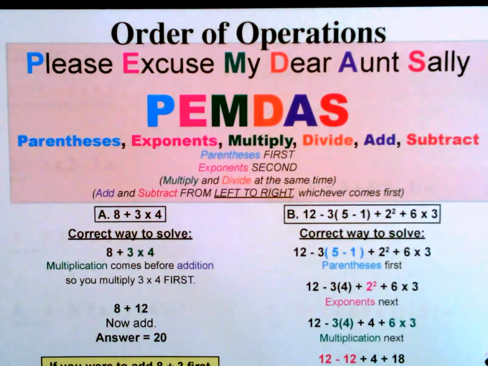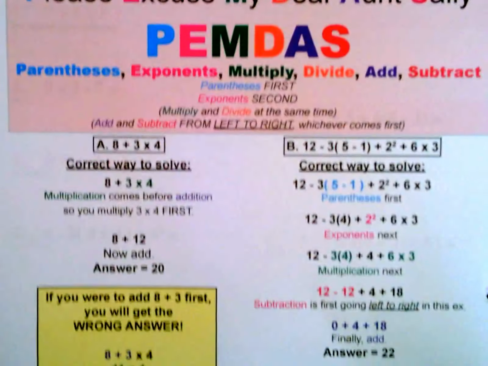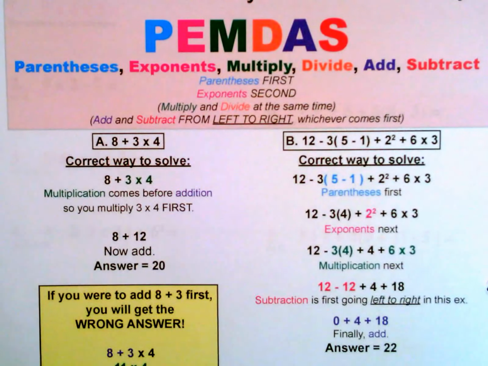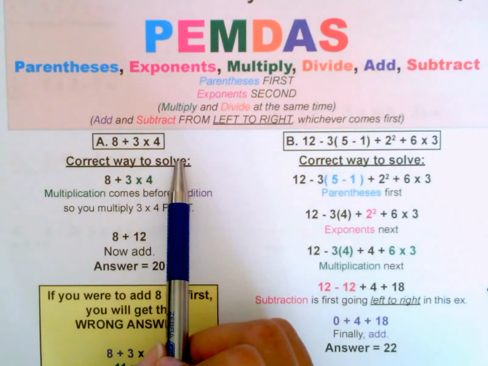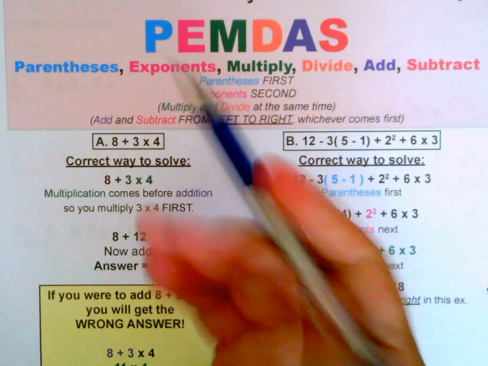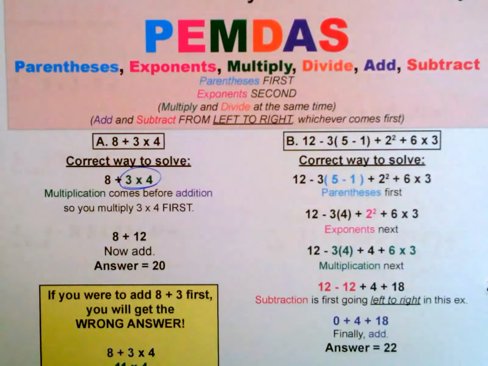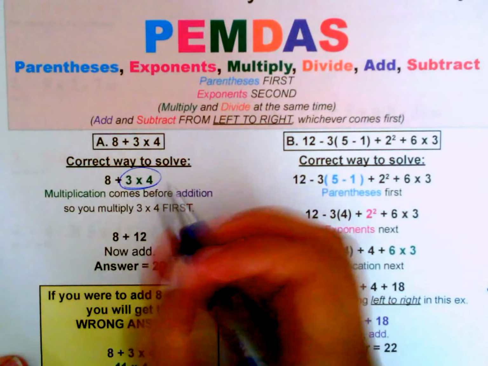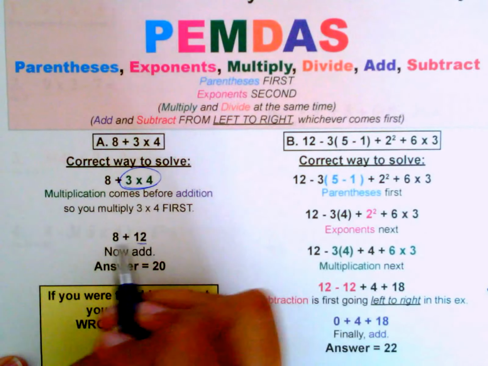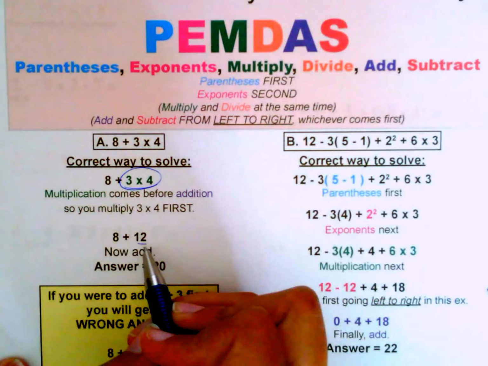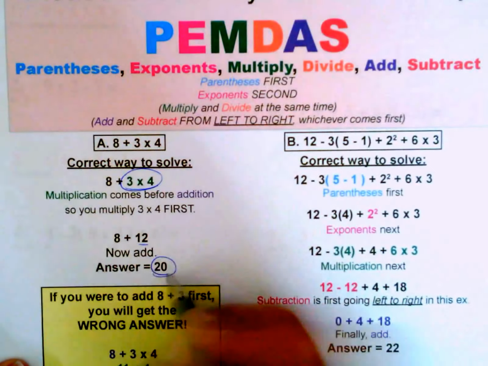So let's begin with A. 8 plus 3 times 4. So the correct way to solve is we have to do 3 times 4 first. This must be done first. So 3 times 4 is 12. So now we can add. There's only one thing left to do, and that's add. So our answer is 20.